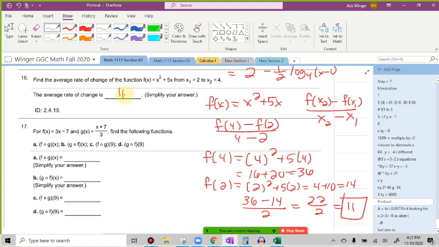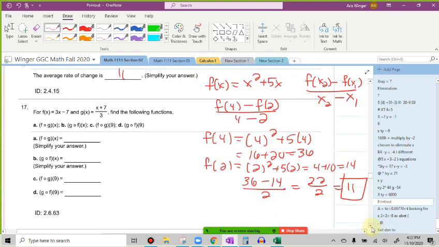For the game. We need f of g of x. I made this nice for you. We'll just plug g inside of f. We'll see what happens when that happens. It turns out these are inverses. So f of g of x is equal to 3 times all of g minus 7.